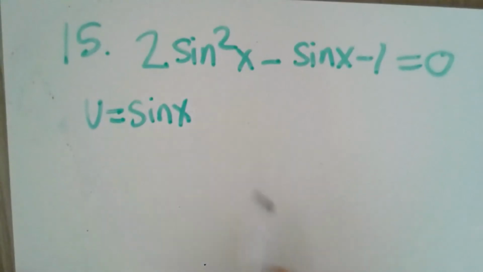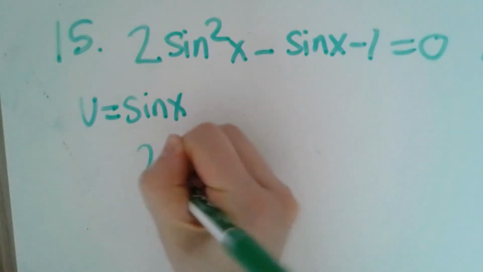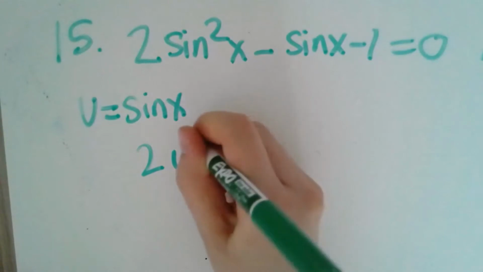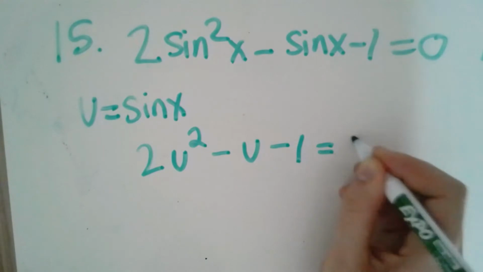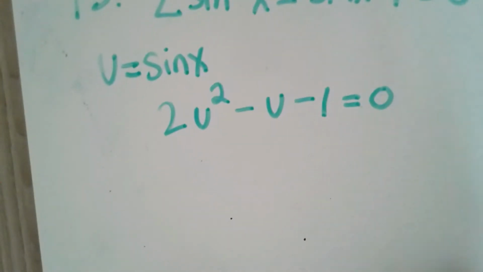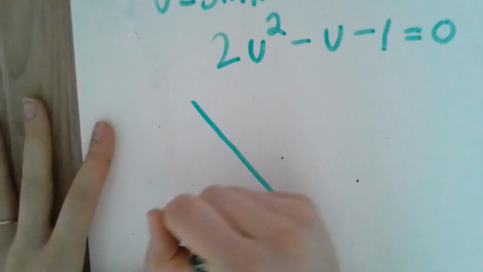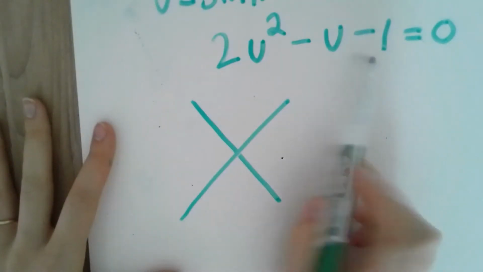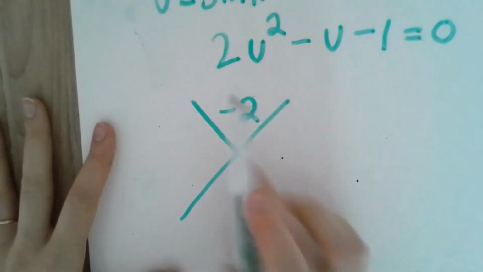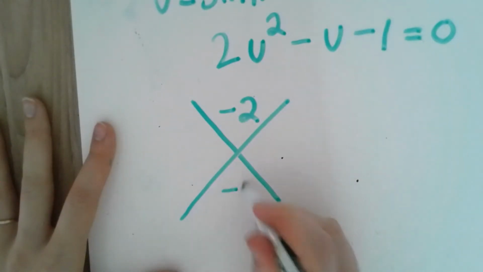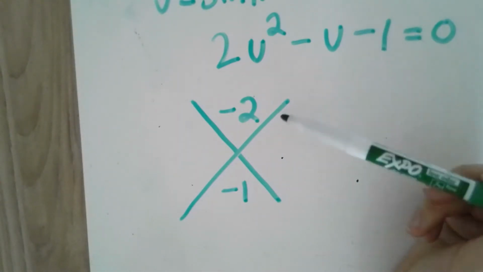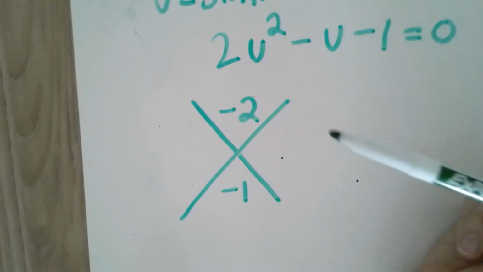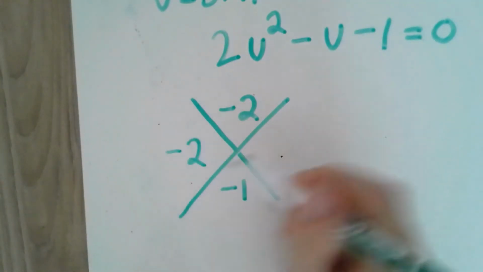And so we can rewrite this equation here as 2u squared minus u minus 1 equal to 0. So we can do factor by grouping here. I know you guys do it this way. So we've got AC, so that would be 2 times negative 1, so it would be negative 2, and then B here is negative 1, so we're looking for something that will multiply to get negative 2 and add to get negative 1. So we've got negative 2 plus 1, right?